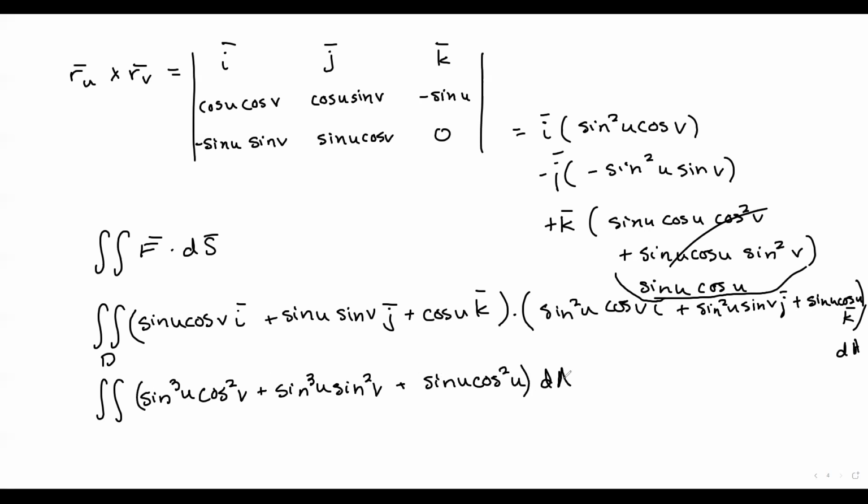All right, dA. And then if we factored out these sine cubes, then we would have sine squared plus cosine squared, which is 1. And so we can simplify that into sine cubed U plus sine U cosine squared U. Oops, not V, sorry.